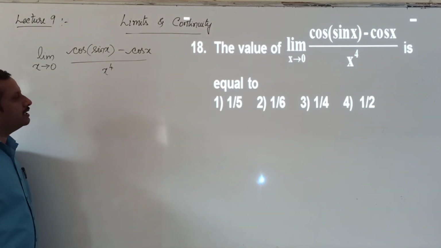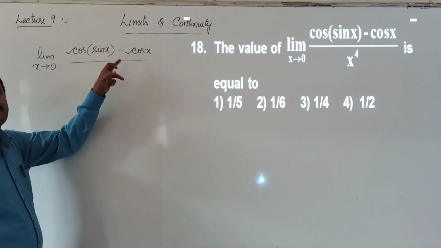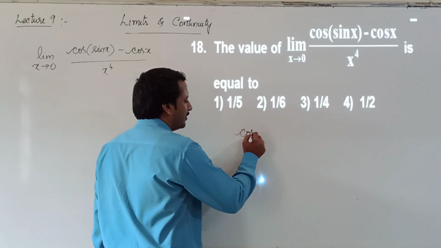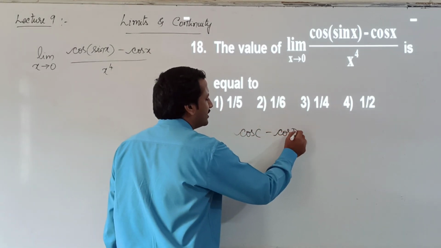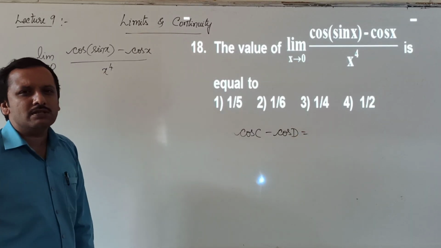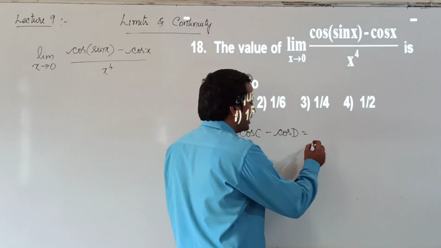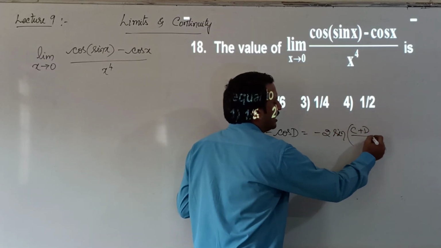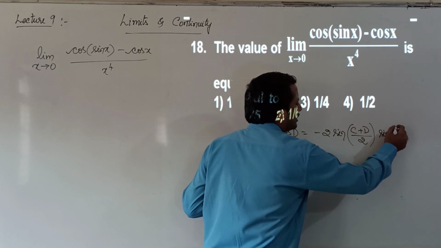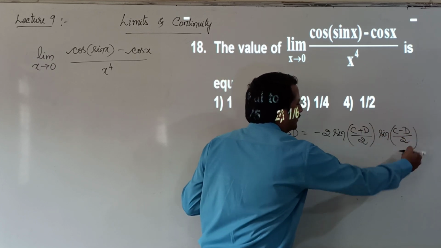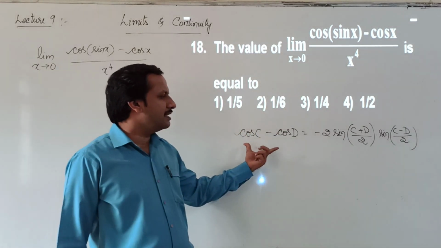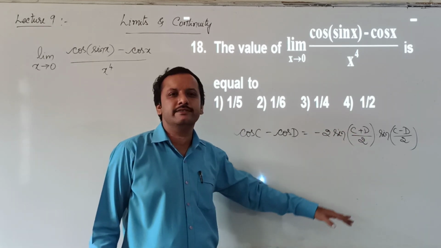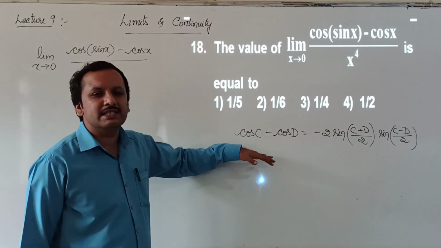Therefore, what I will do here is I use the formula cos C minus cos D. Don't ask me what is that, sir. You know this formula or should know this formula. In trigonometry in first year we have studied that cos C minus cos D is equal to minus 2 sin of C plus D by 2 into sin of C minus D by 2. So this is a formula we know.